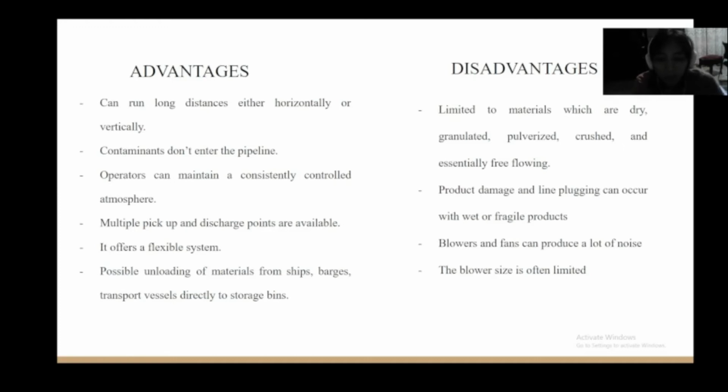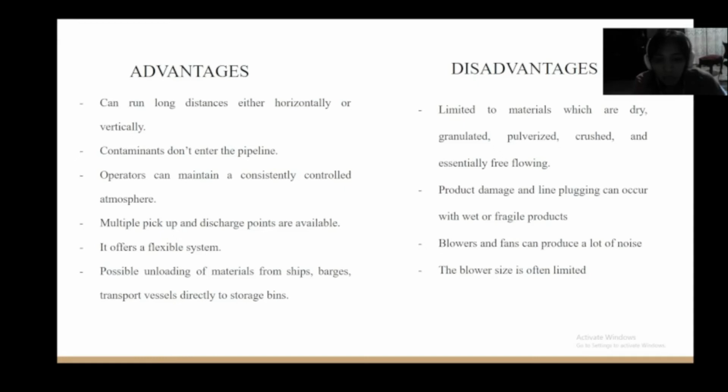storage bins. And for the disadvantages, the types of materials suitable for pneumatic conveying are limited to materials which are dry, granulated, pulverized, crushed, and essentially free-flowing. Friable or too abrasive materials are not suitable to be transported by pneumatic conveyors.